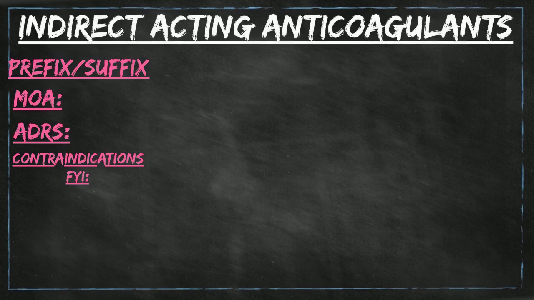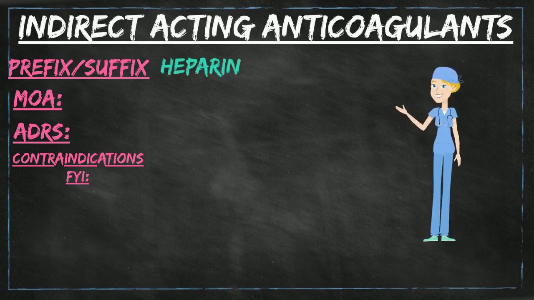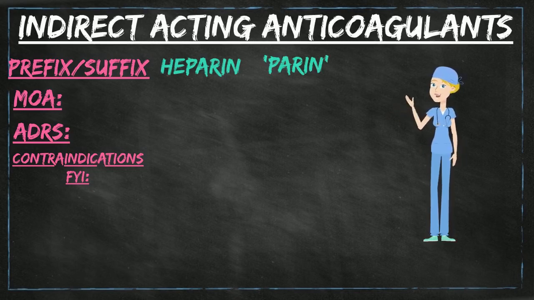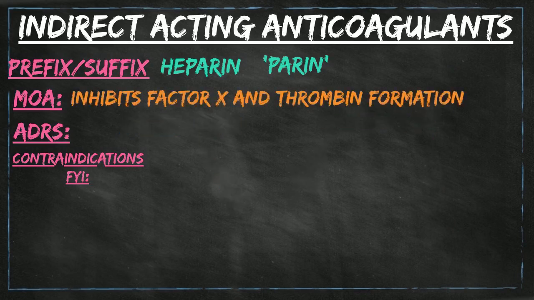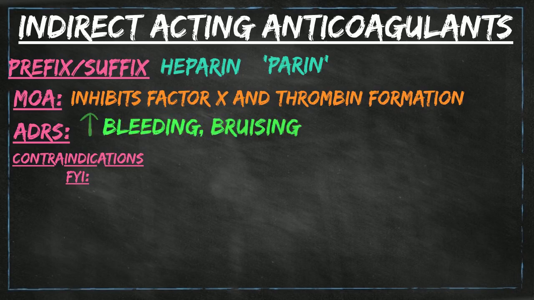A well-known indirect thrombin inhibitor is the drug heparin. A common suffix is PARIN. Other examples include enoxaparin or dalteparin. As we just discussed, conversion of various factors are inhibited by this category of drug, and heparin products have specific action on factor 10. Just like other anticoagulants, adverse effects include excessive bleeding and bruising.